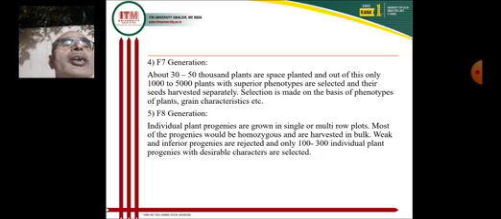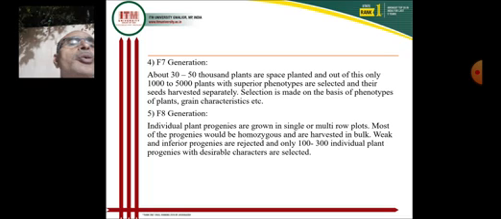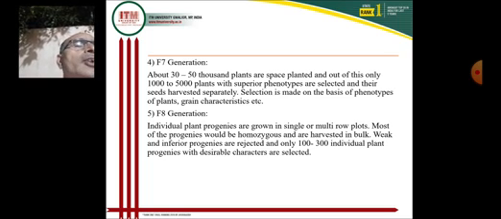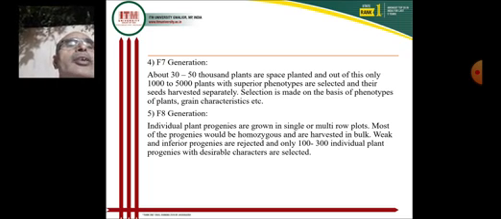F7 generation, about 30 to 50,000 plants are space planted, and out of this only 1,000 to 5,000 plants with superior phenotype are selected and their seeds harvested separately. Selection is made on the basis of phenotype of the plant, grain characteristics, etc.